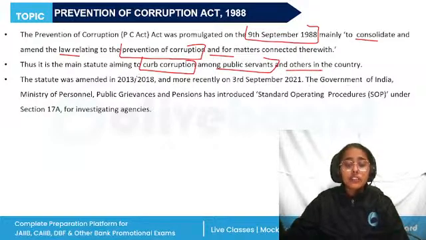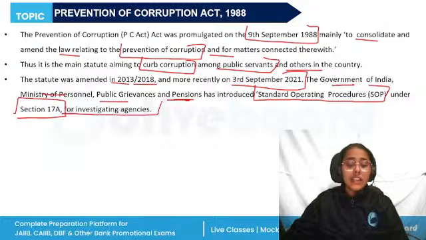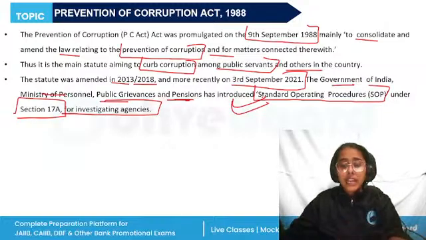And it was amended in 2013, 2018, and more recently on 3rd of September 2021. We'll be seeing these important amendments. And if we talk about the investigating agencies, the Government of India, Ministry of Personnel, Public Grievances and Pensions has introduced the standard operating procedures under Section 17A for investigating agencies. So this is important: standard operating procedures which have been established by the Ministry of Personnel, Public Grievances and Pensions.